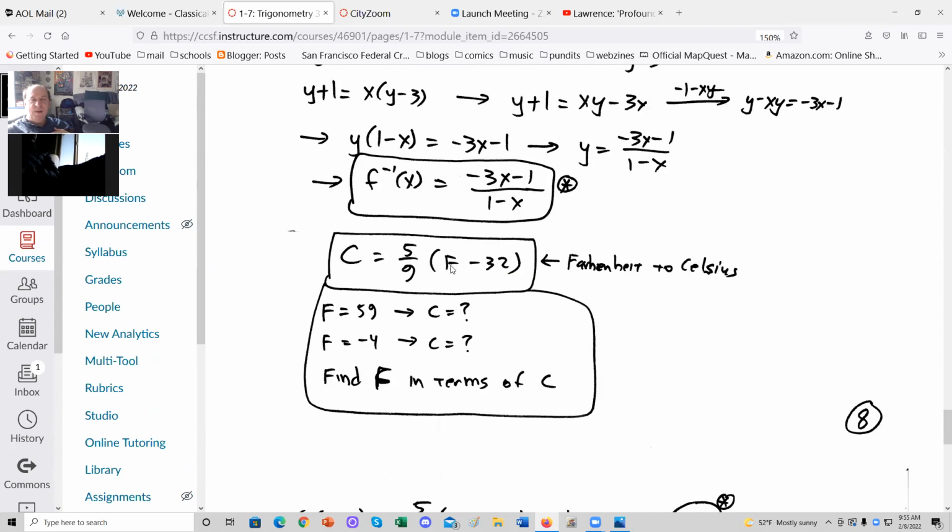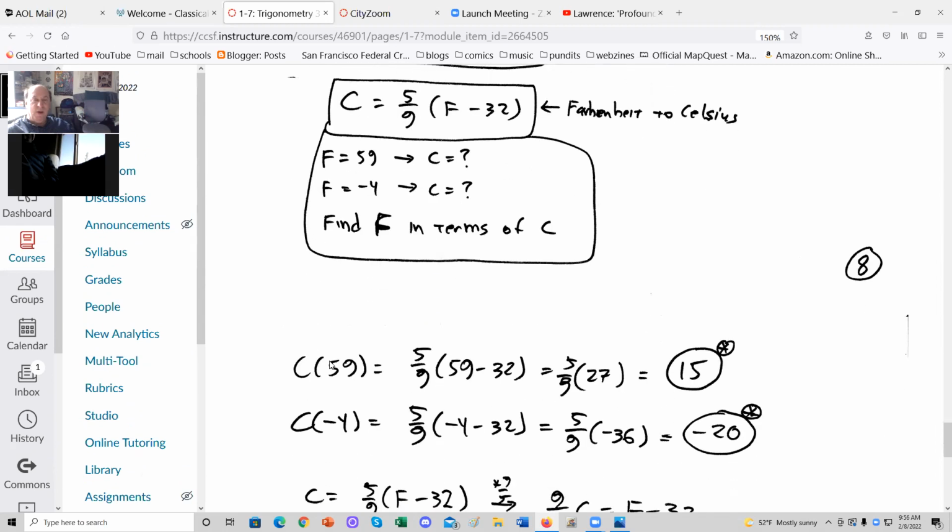Here we have the Fahrenheit to Celsius conversion. If it's F degrees Fahrenheit, then the Celsius measure will be 5/9 of (F - 32). So, for various values of Fahrenheit: 59, which is comfortable. What's the Celsius? And -4, which is below freezing. There's a shudder. What's the Celsius? And find F in terms of C. All right, plugging it in, easy enough.